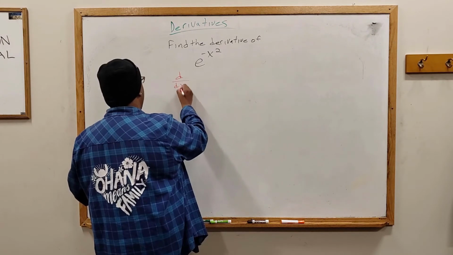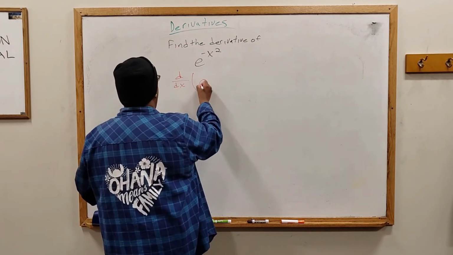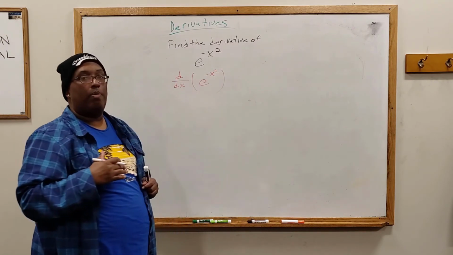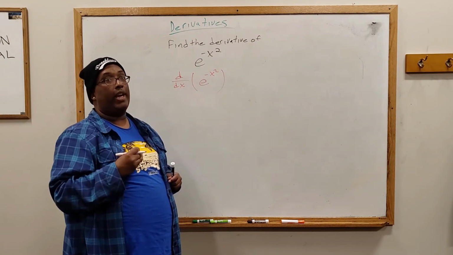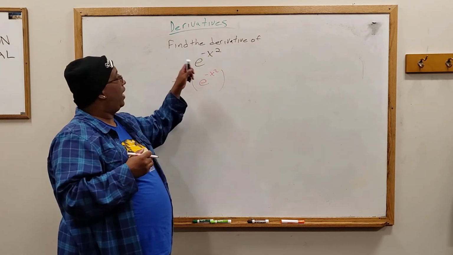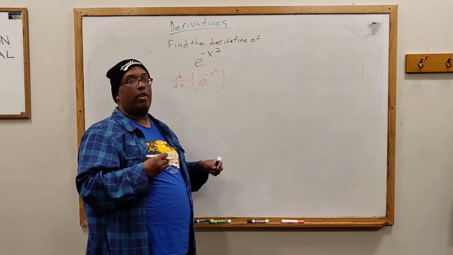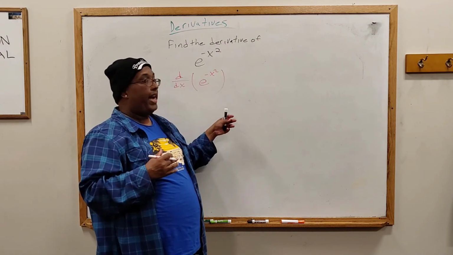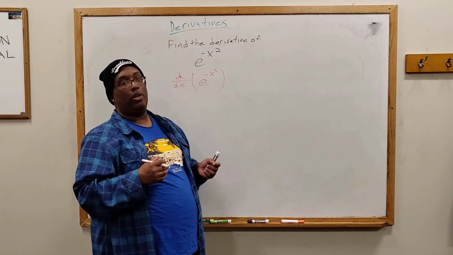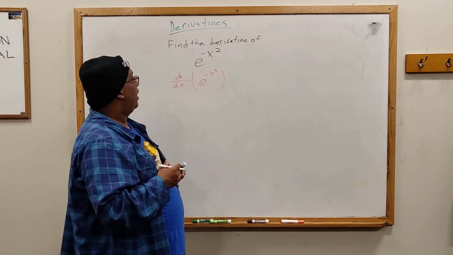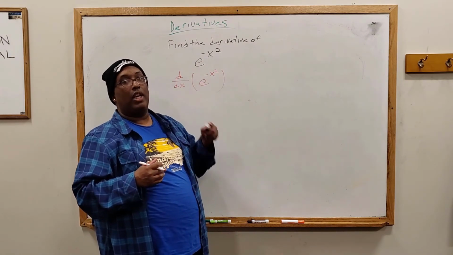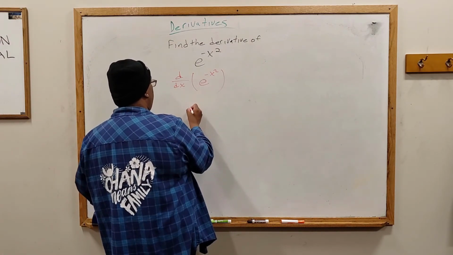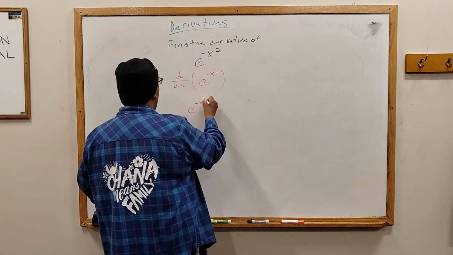Derivative with respect to x of e raised to the negative x squared. So with the chain rule, we have to take the derivative of the outside function and then take the derivative of the inside function. Well, e raised to a power, we're going to do that and then take the derivative of that power. So that's going to be the chain rule. Now, the derivative of e to the x is e to the x. So the derivative of the outside part is e to the negative x squared.